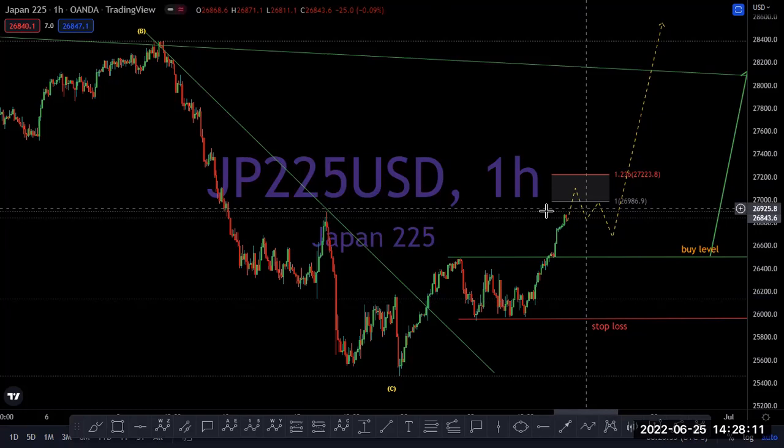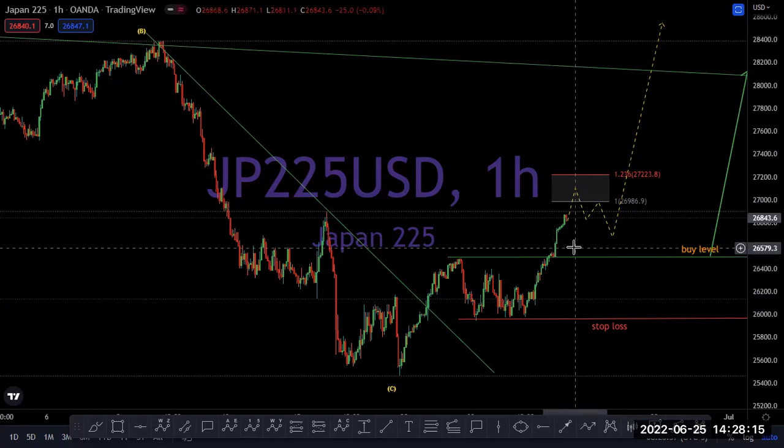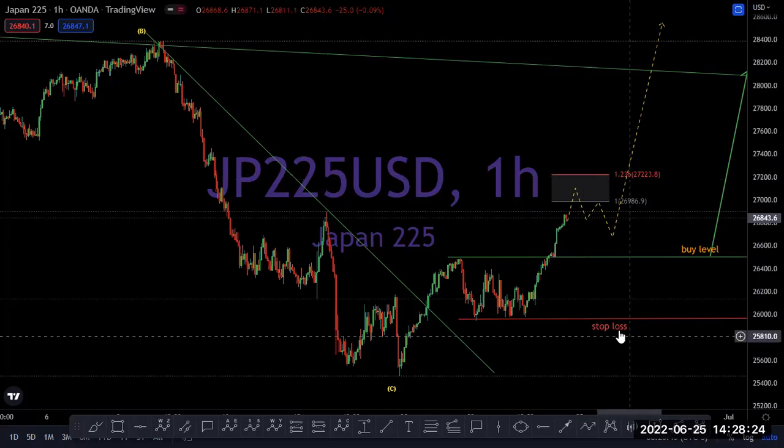So if you bought this, move your stop loss to break even and watch if the strength continues or we get a sharp move from here. Okay.